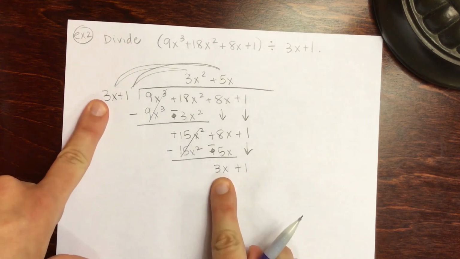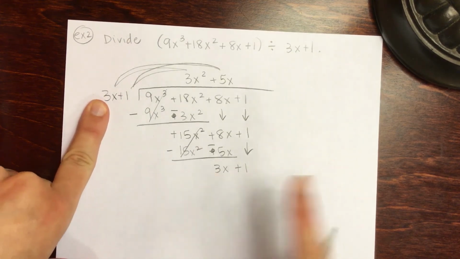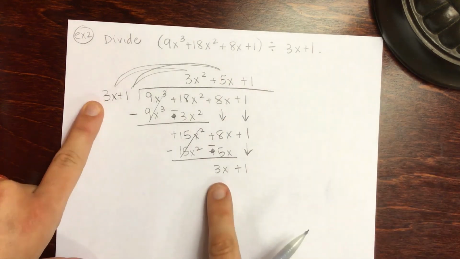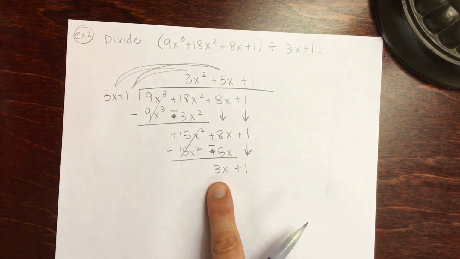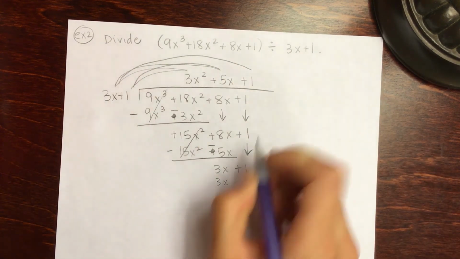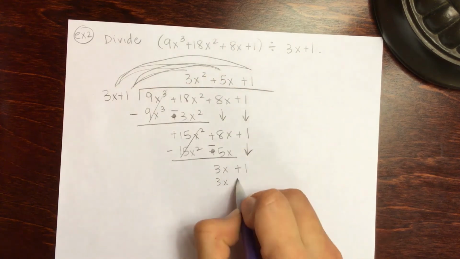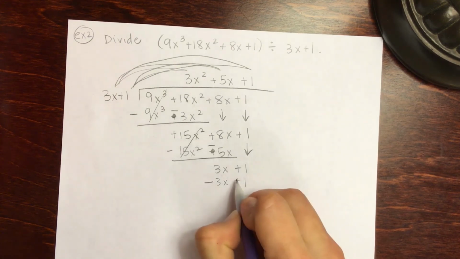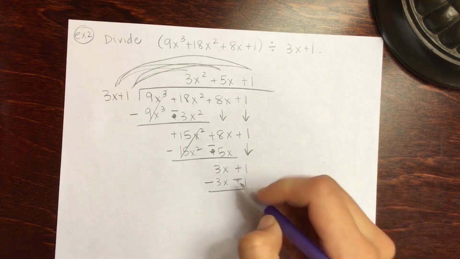3x times what is 3x? 1. Make sure you actually write your 1, not a 0. We don't just ignore that it exists. 3x times 1 is 3x. All right, multiply. 1 times 3x is 3x, and 1 times 1 is positive 1. Oh man, I typoed this problem. But you know what? That's okay. So subtract, subtract. This ends up being a 0.